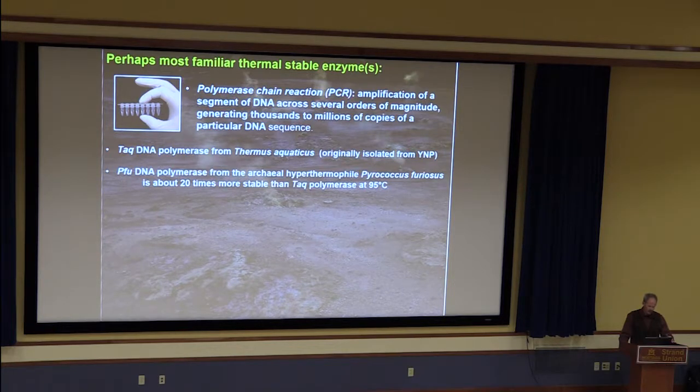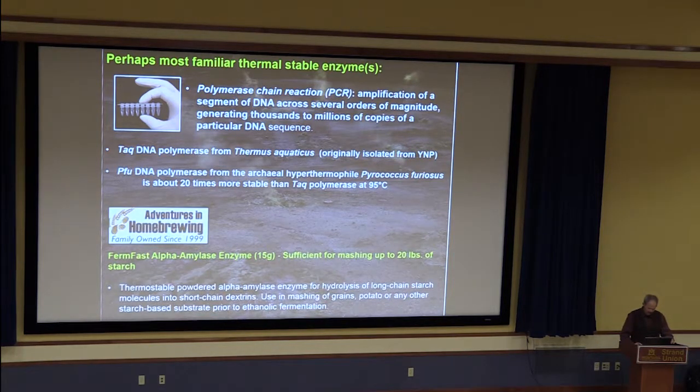You can see this one's from an organism called Pyrococcus furiosus. It's about 20 times more stable than even Taq polymerase at 95 centigrade. So that's where the amplification is done, at 95 centigrade, obviously close to the optimum for that enzyme, because that's what the organism was thriving at. It made that company a lot of money.